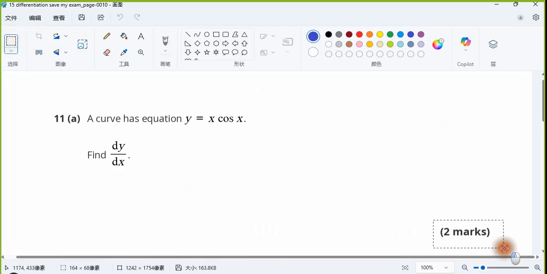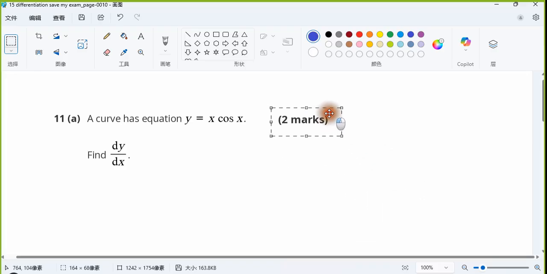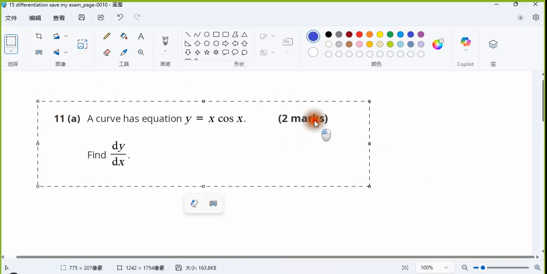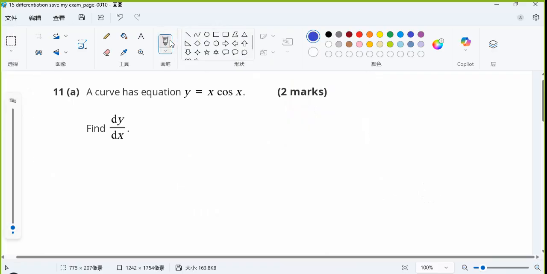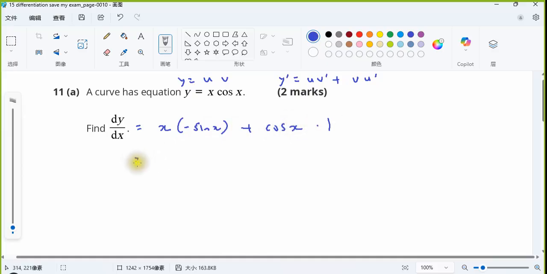Okay. Question 11a. So this one is the UV product rule. So y prime equals u v prime plus v u prime. So dy/dx will be x times negative sin x plus cos x times 1. So it will be negative x sin x plus cos x. Okay.